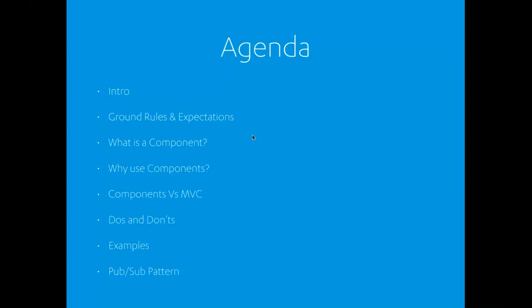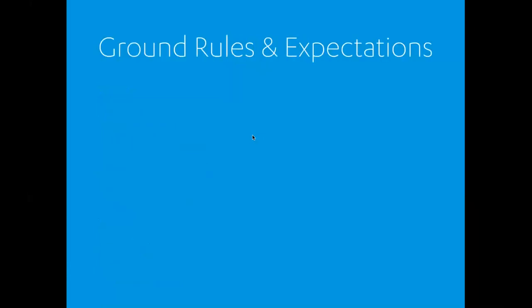So the agenda for today: I'm going to try to fly over a few things like a brief introduction, ground rules and expectations for this session. We're going to discuss what a component is, and why we need components or why we should be using them. We're going to discuss a little bit about the differences between components and MVC architecture, because there is a lot of confusion going around in terms of where one ends and the other begins. We're going to discuss do's and don'ts when offering components. I'm going to show you some live examples, potentially code a bit, and then I'm going to discuss the publication subscriber pattern, which is an alternative way of building components, and when that is useful.